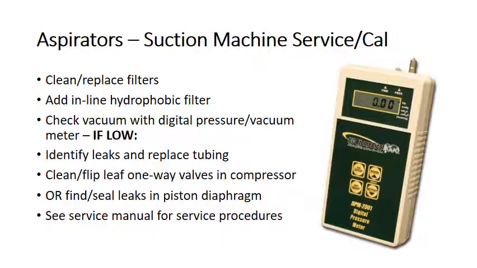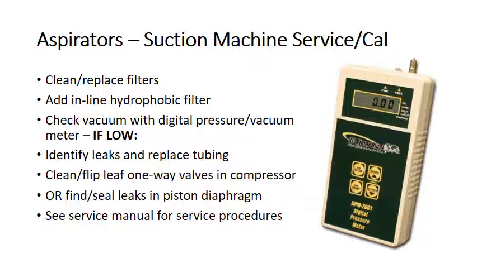The service and calibration of aspirators and suction machines generally involves cleaning and replacing filters. If necessary, adding an inline hydrophobic filter between the suction collection container and the vacuum gauge and compressor to ensure that no liquid can get into either of those. And then also to check and compare the vacuum gauge on the device with a digital pressure vacuum meter to see how accurate it is.